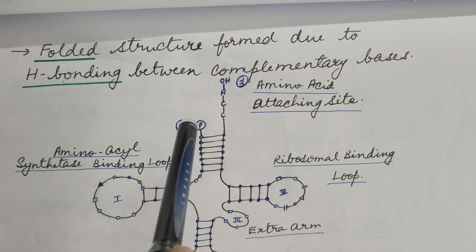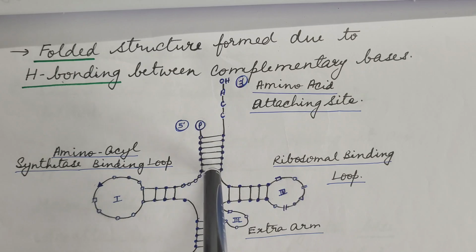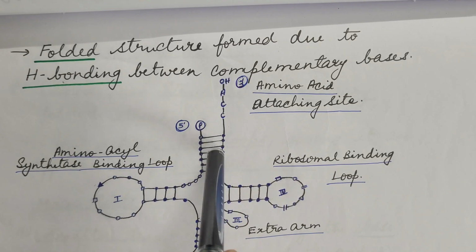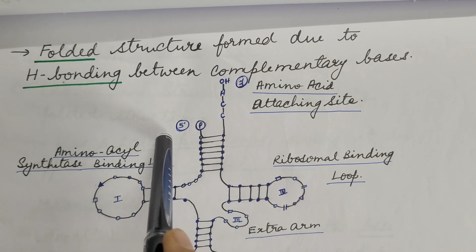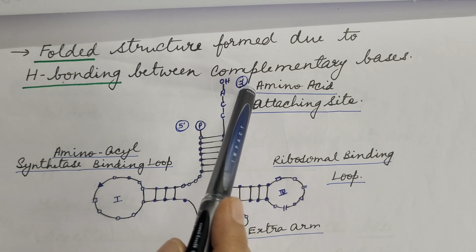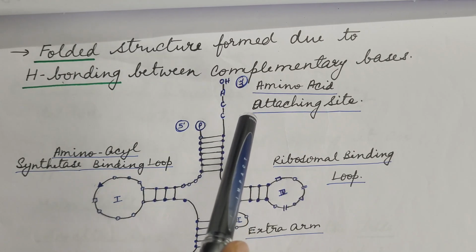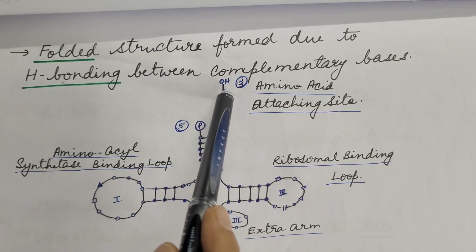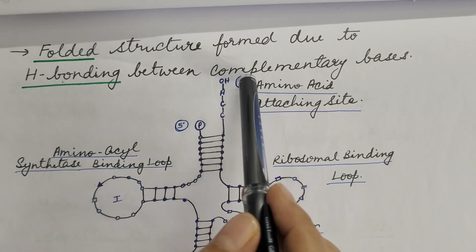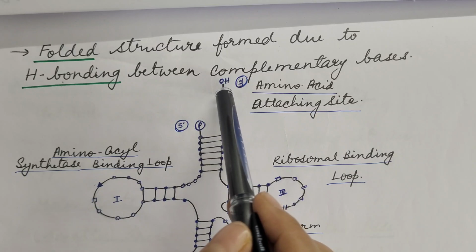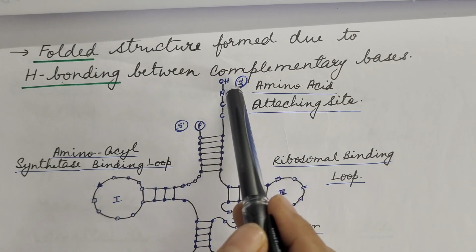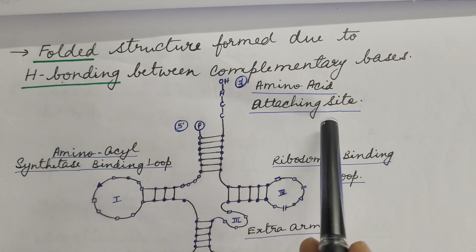It is formed by the base pairing of 7 to 9 nucleotides of this 5' terminal and 3' terminal. The 5' terminal has a phosphate group and the 3' end or terminal has a specific sequence of CCA, or we can say it has a CCA tail. To this 3' hydroxyl group of the acceptor arm, a specific amino acid attaches. So it is known as the amino acid attaching site.